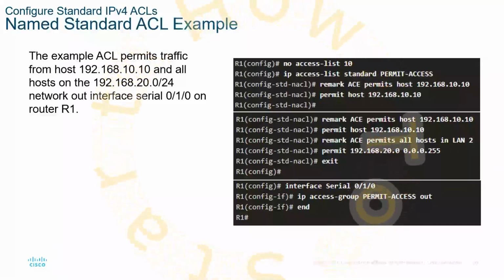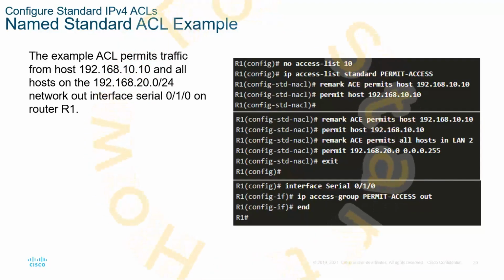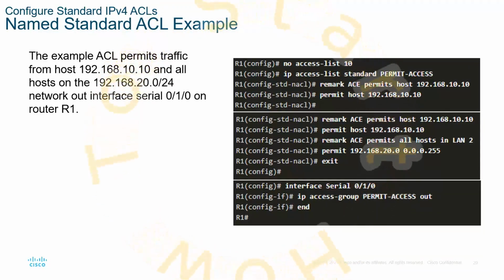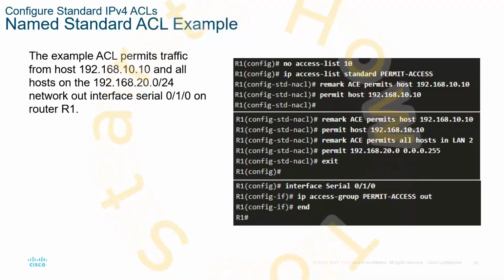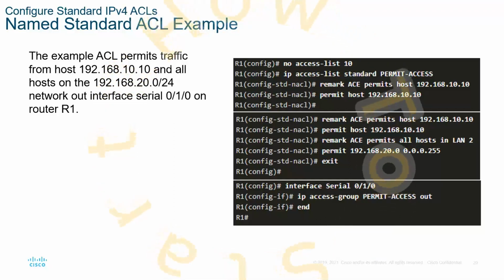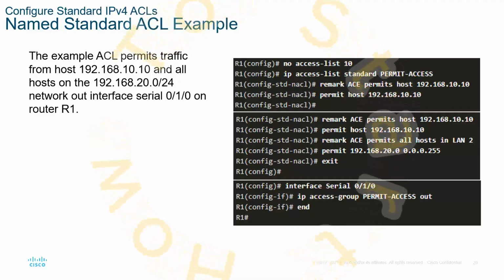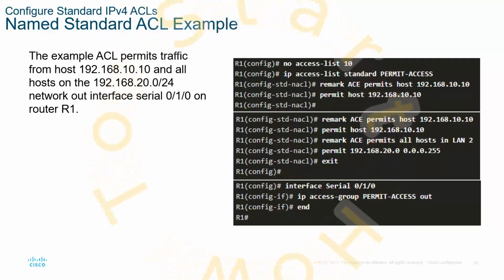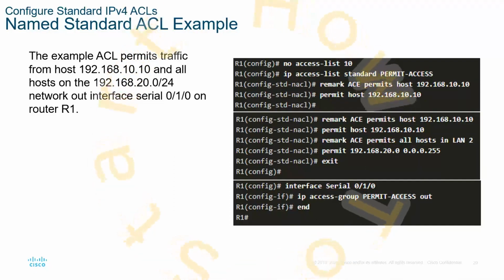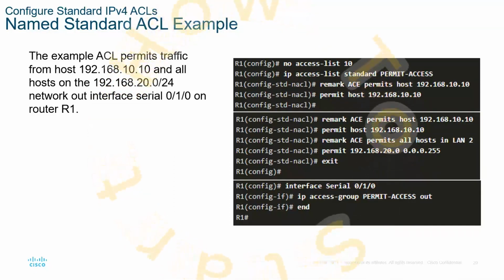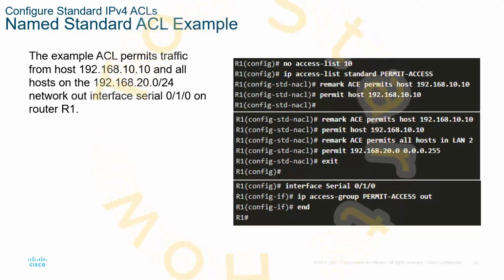Let's run through an example completely through a named ACL. So here we remove the numbered ACL and we replace it with a name. So we'll do an ip access-list standard, give it a name. We allow whatever remarks we want. We add the permit or the action items. We add the rest of the ones that we need. And then we apply it to an interface. Again, ip access-group, permit-access, that's the name, and we have to say either in or out.